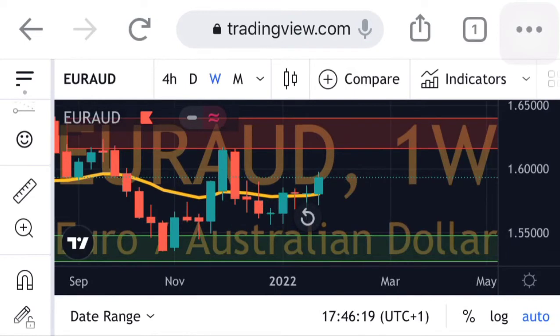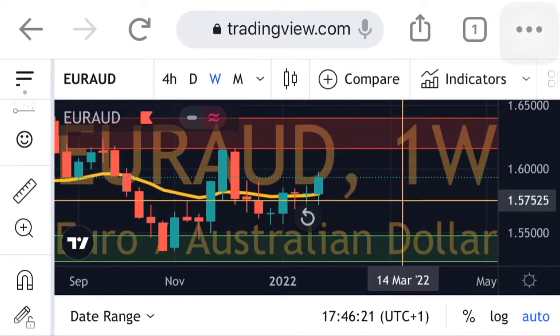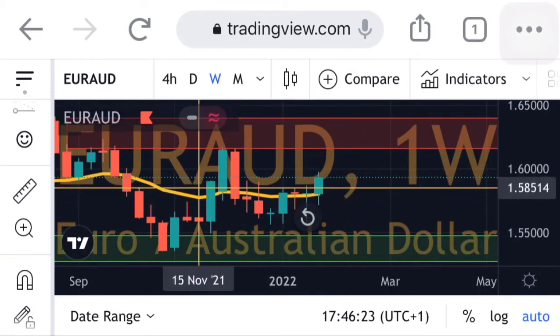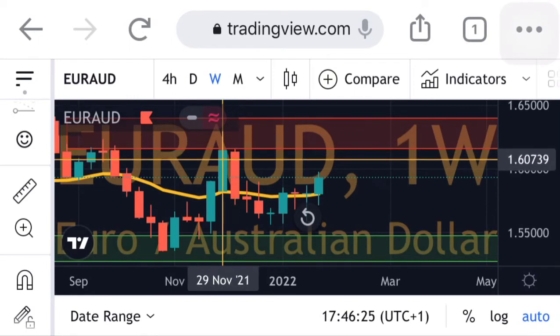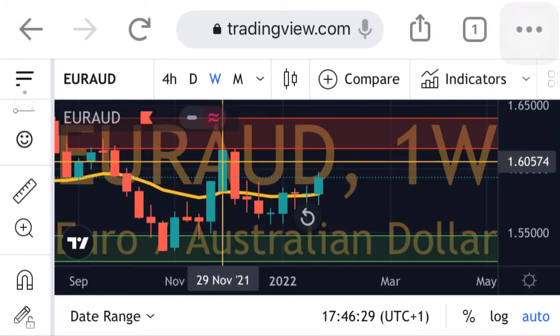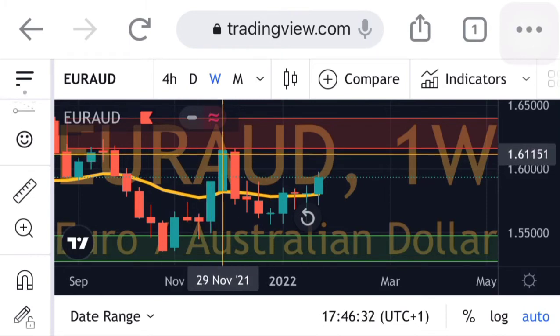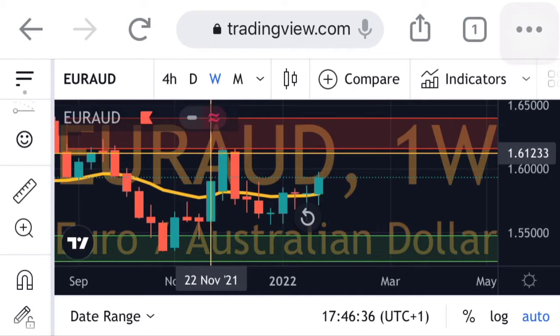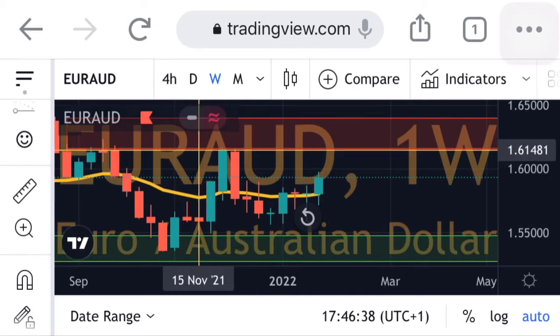On the EURAUD, we already have our range here, so there's not much to do. What we have here simply is this: the price has pretty much been ranging. One thing about EURAUD is that it is actually a directionless pair. EURAUD is a directionless pair, that's what EURAUD is.